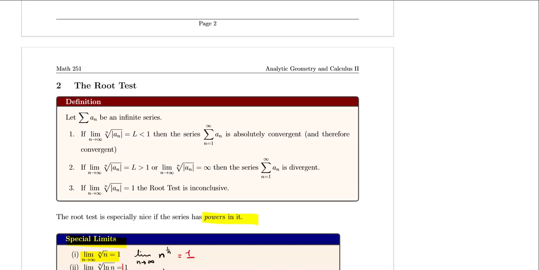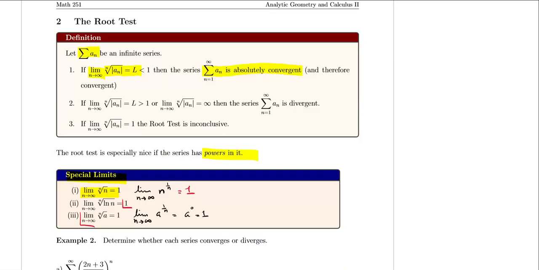Let's say that we have an infinite series given by the series for a sub n. Now, if the limit as n approaches infinity for the nth root of the absolute value of a sub n is equal to L, if it's less than 1, then the series is going to be absolutely convergent. On the other hand, if the limit as n approaches infinity for the nth root of the absolute value of a sub n is equal to L, a number that's greater than 1, or infinity, then the series will be divergent. Lastly, if the limit as n approaches infinity for the nth root of the absolute value of a sub n is equal to 1, then the root test is inconclusive.